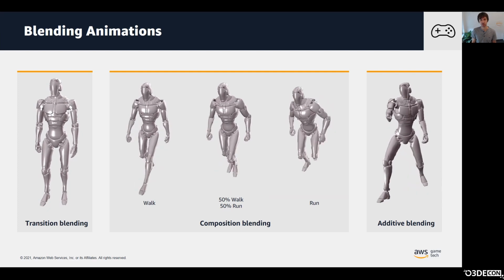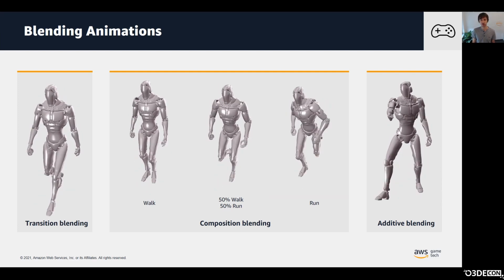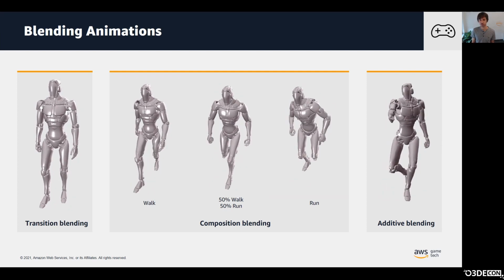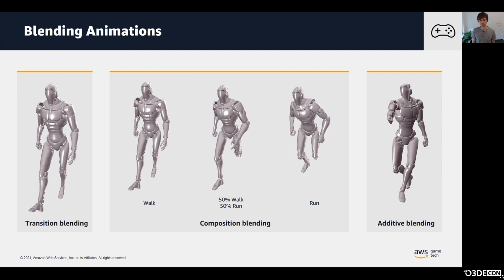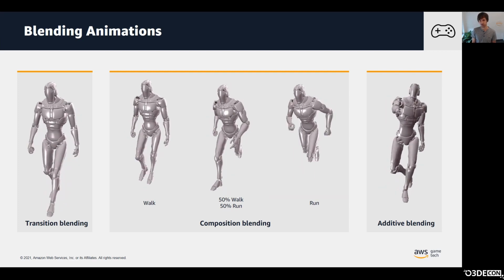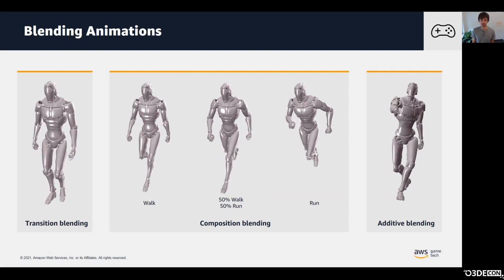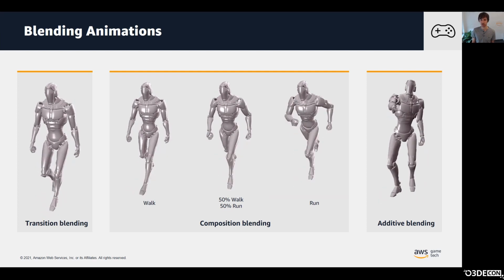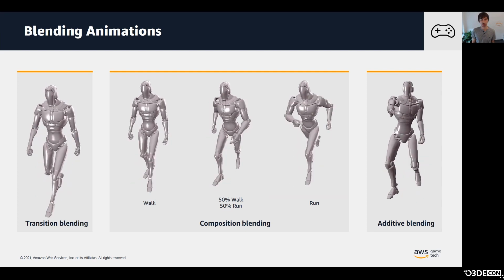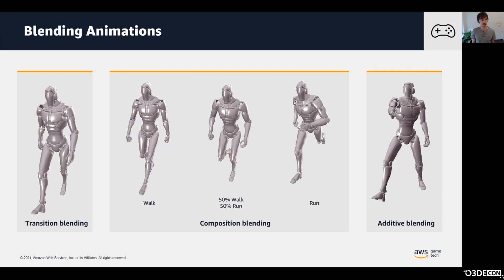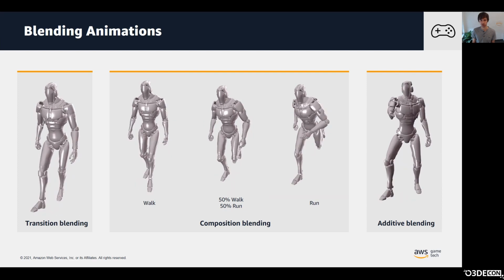Composition blending is used to compose a new animation based on multiple others. For example, a fast walk animation, which is a walk with a little bit of a run animation influence. It's using a bit of both motions. The influence or weight here is not changing over a period of time unless the player input specifies so, for example by moving the joystick.